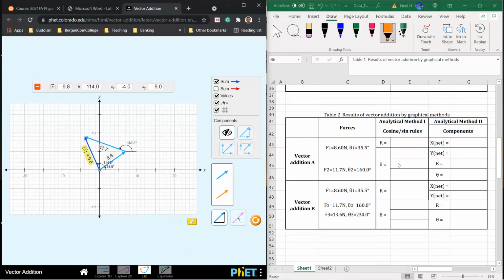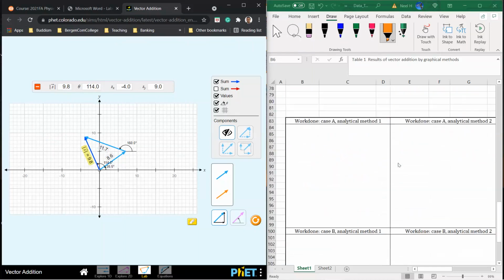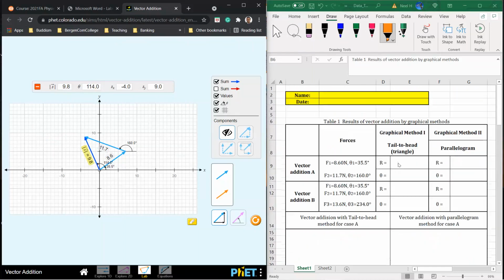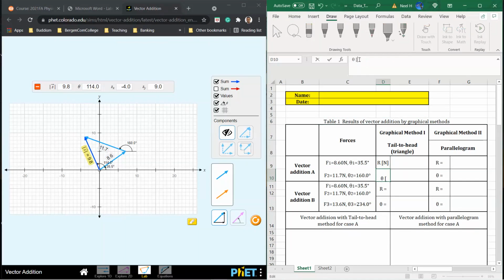Okay, then we'll write down that information. Make sure you add the unit also. R is measured in unit Newton. You can get rid of the equal sign with the R and then put the unit Newton inside the square brackets. And the angle theta must be measured in unit degrees.